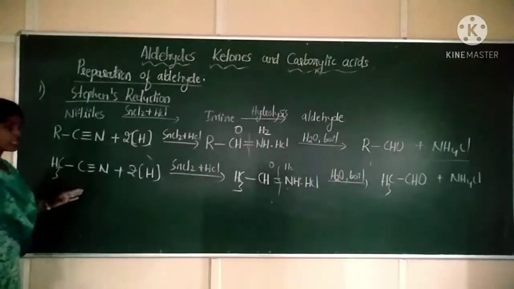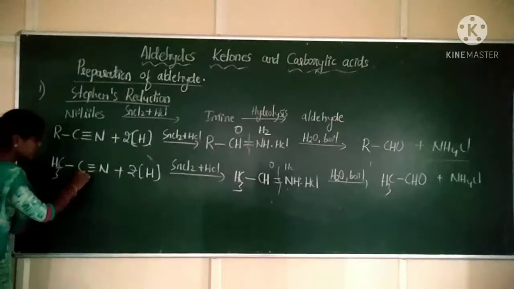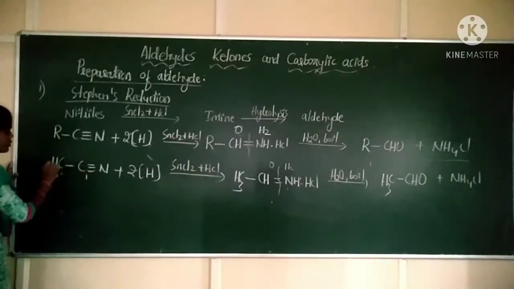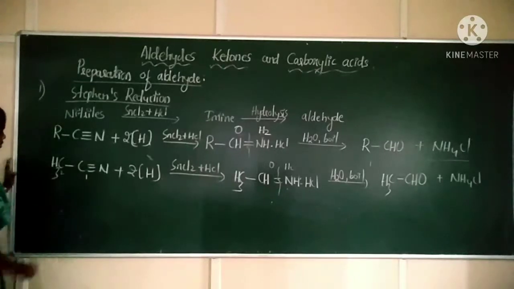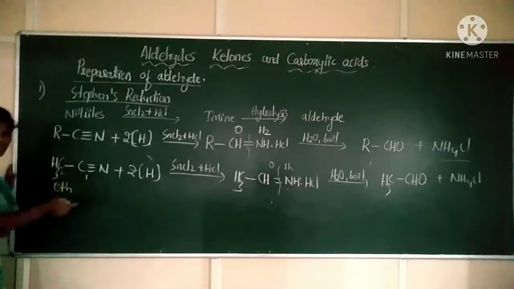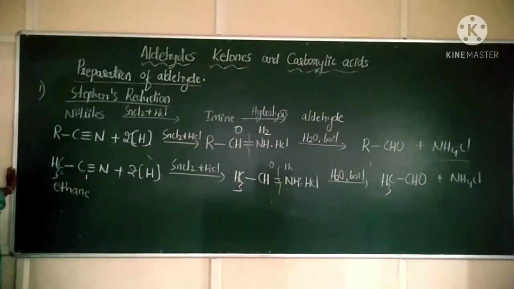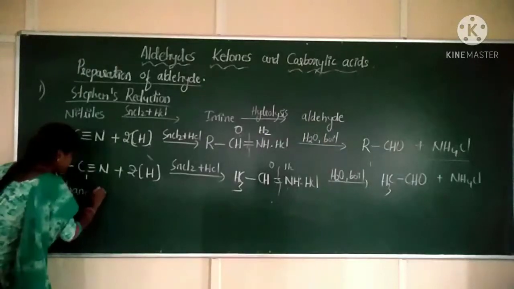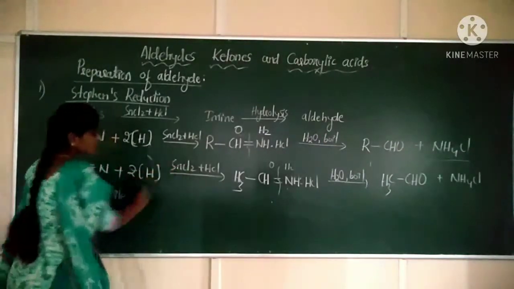Now, from which side will you start numbering? Start from the right side. Call it carbon number 1 and carbon number 2. How many carbons are there in the given compound? 2 carbons. So what is the root word? Carbon single bond, carbon single bond, so ethane. Which is the functional group? C triple bond N is what? Nitrile. Ethane nitrile. Okay.